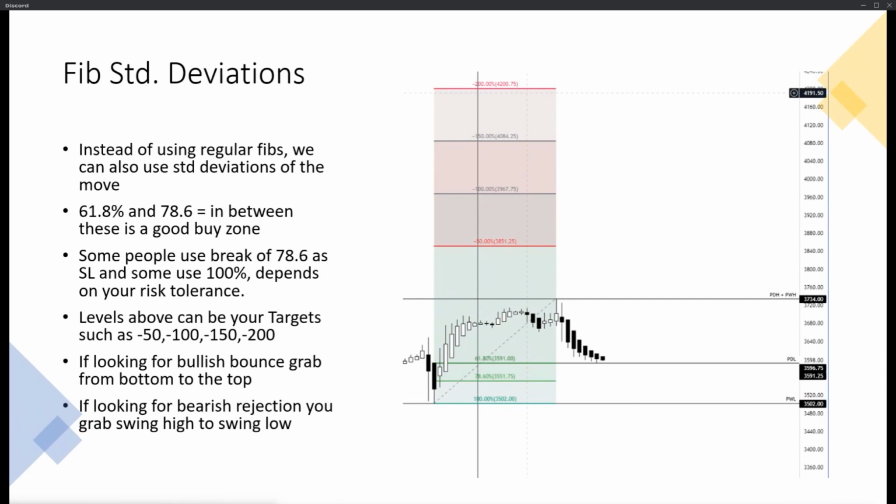Standard deviations on the fibs. So a lot of times you guys see me using 50% and 61.8. You can also use standard deviations of the move, like the 50% of the move, the 100, the 1.5, and the 2. So these are the ones that I care about from the standard deviations, but from the fib standpoint, as you guys know, I only use 50, 61.8, 127, and 1618. I don't use anything else.